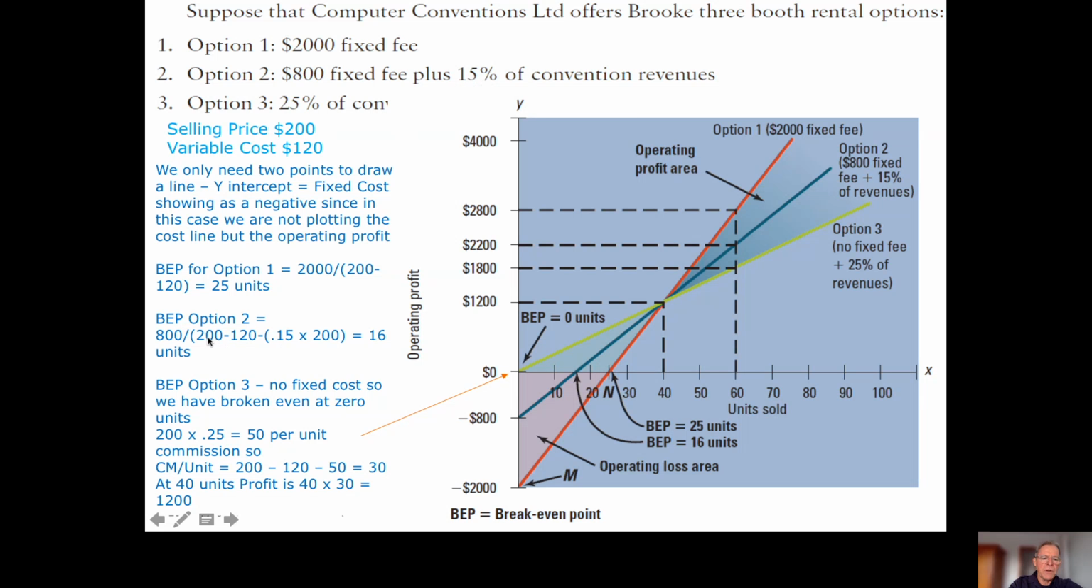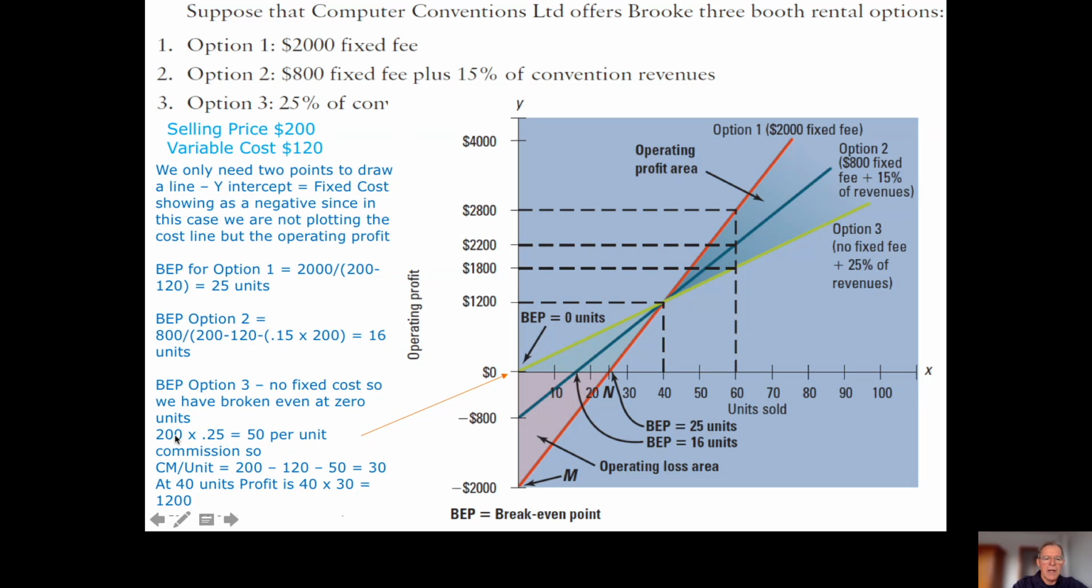So we'll have $200 minus 120 minus 30, so $50 per unit, and then we're going to say, well, how many units to cover that fixed fee now of $800? 800 divided by 50 is 16. So again, if we sell nothing, we're starting off with the fixed fee of $800. We go up, it's a flatter curve, and so it's coming out there. And finally, option 3, 25% of revenue, no fixed costs here. So that's our starting point.